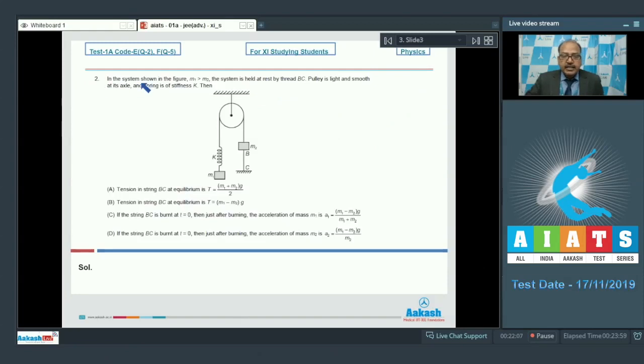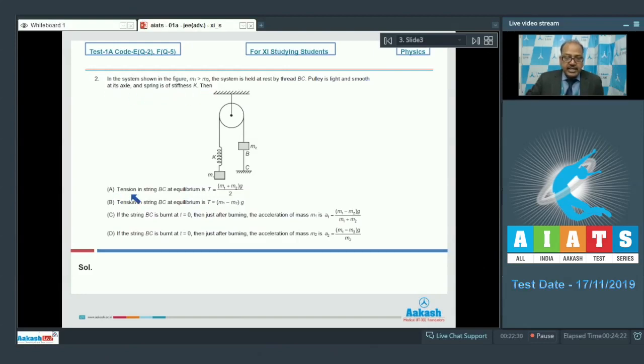Question 2 says in the system shown in the figure, M1 is greater than M2. The system is held at rest by thread BC. The pulley is light and smooth at its axle and spring is of stiffness K.